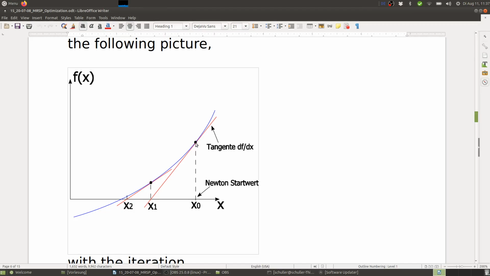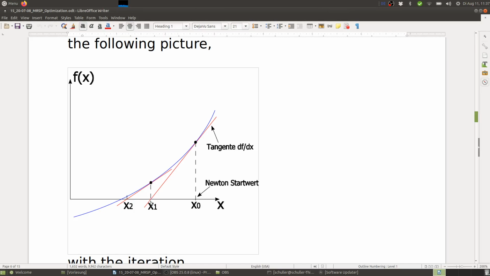And for this function value we compute the derivative, the first derivative, the tangent. Right? And then we follow this tangent and see where it hits the x-axis. So basically what we do here, we approximate this function by a linear function and see where this linear function becomes zero. So this is then our next guess, x1. Given that f of x would be linear, then we would be done.